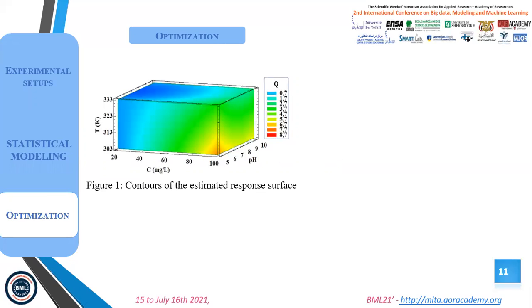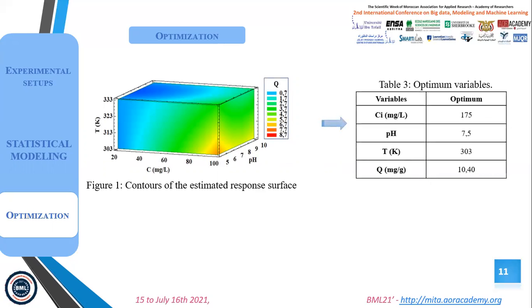We can see that the adsorption capacity is highly dependent on initial tannic acid concentration and pH solution. So the adsorption capacity increases with increasing initial tannic acid concentration, while pH 5 is the optimal pH to achieve a high adsorption capacity. So the optimal condition results are presented in this table.